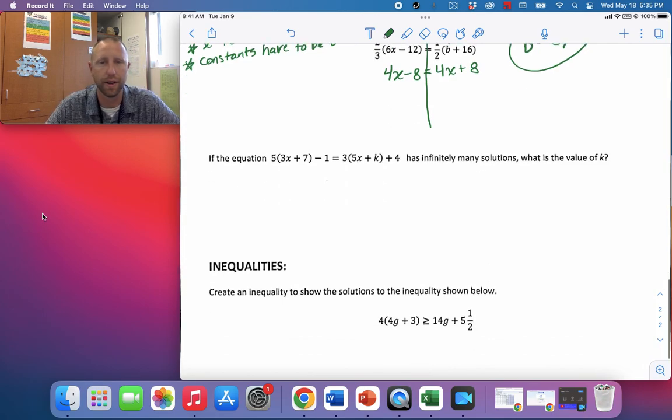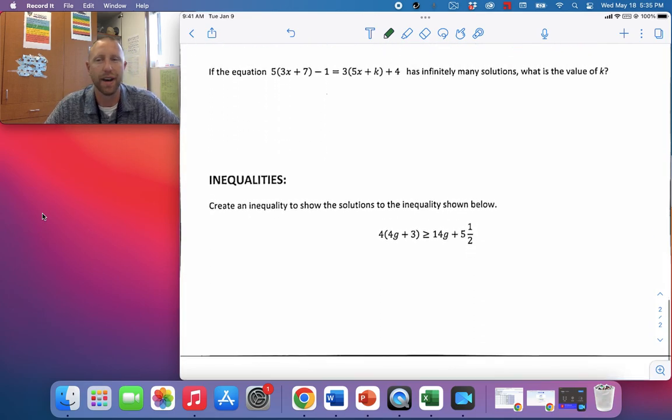Moving on. For this one, we've got the equation 5 times (3x + 7) - 1 = 3 times (5x + k) + 4. It has infinitely many solutions. So let's write down what that means.